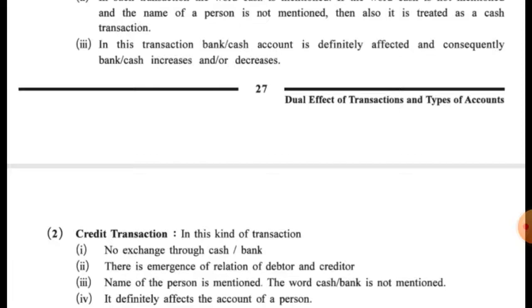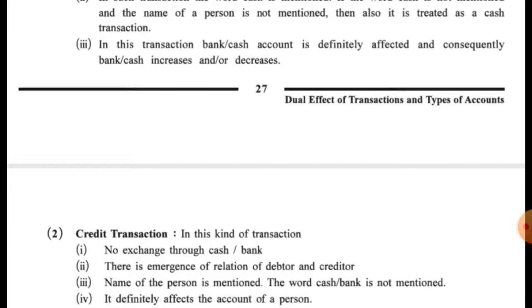To make it clear, suppose the transaction given to you is that goods purchased worth rupees 5000 from Amit. Over here the name of the person from whom the goods have been purchased is mentioned, so it is a credit transaction. If the word cash or bank is not mentioned in the transaction, then it is considered a credit transaction. If both the word cash and the name of the party are not mentioned, then it is considered a cash transaction.